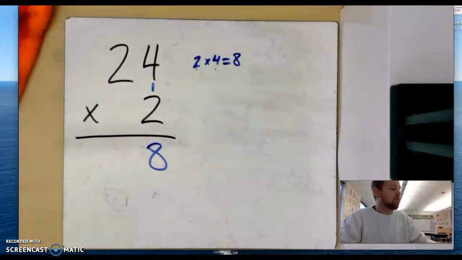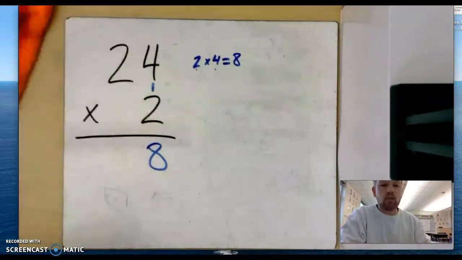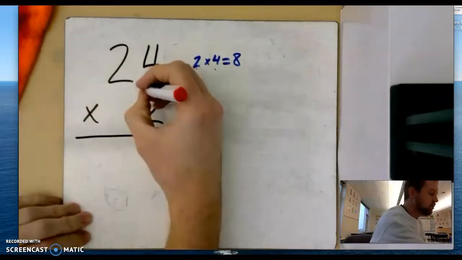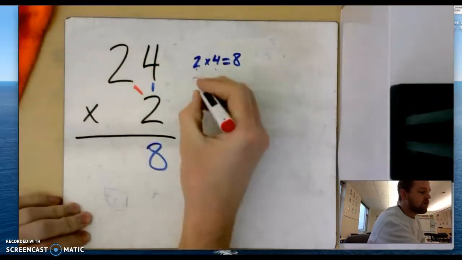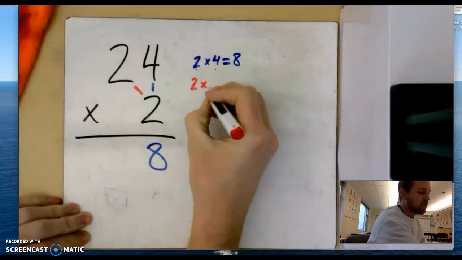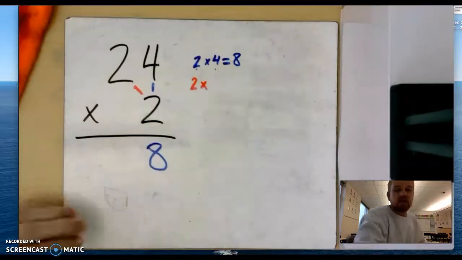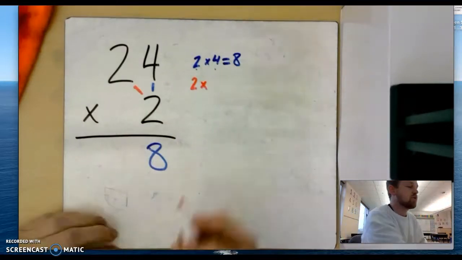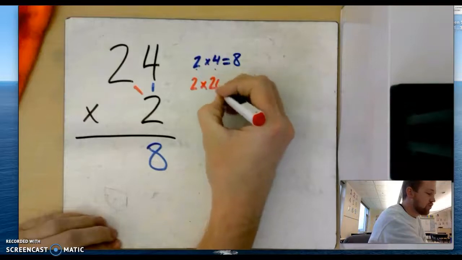All right. Now, my next step. I've multiplied these 2 numbers, and I need to now multiply my 2 and my 2. I'm going to write that over here again to show you this is 2 times, now this 2 is not actually a 2. This is a 2 in the tens place, which makes it a 20. So we're going to have 2 times 20.